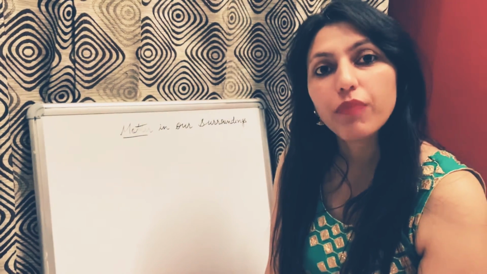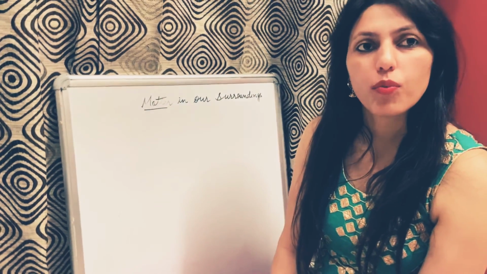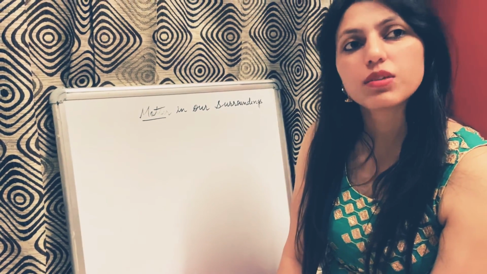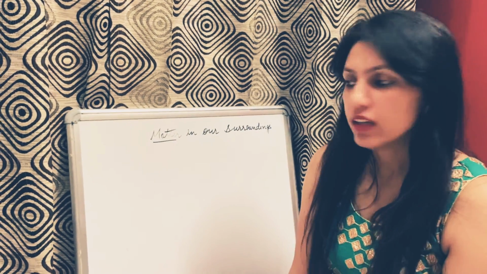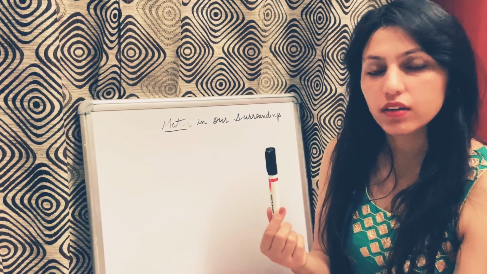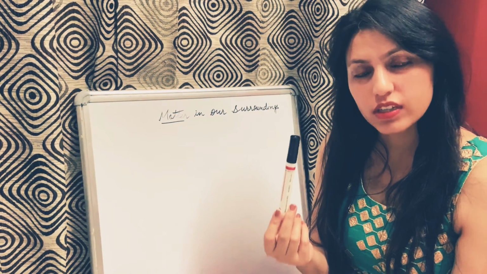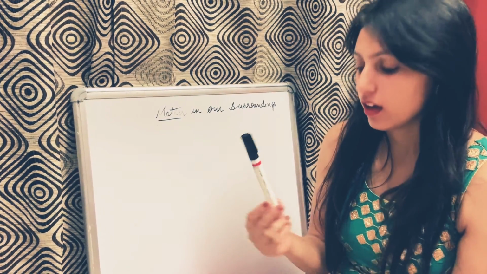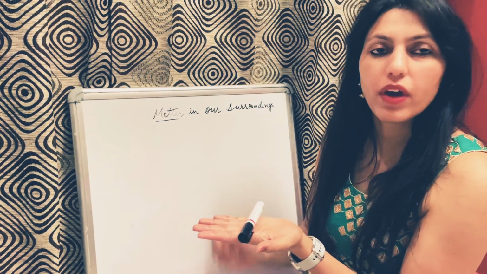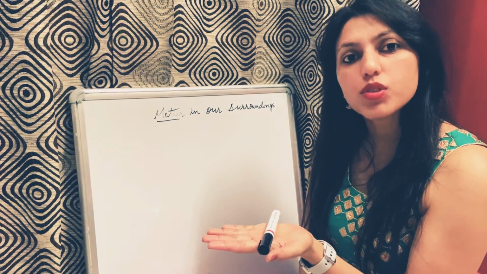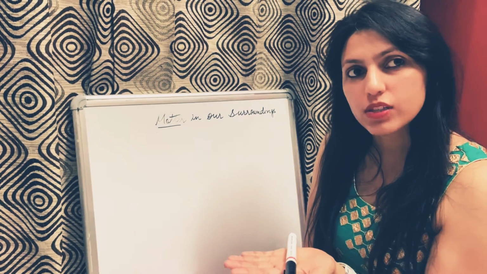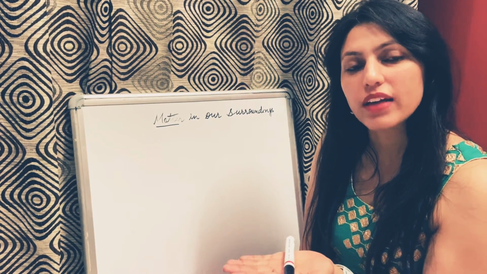Now, what is matter? Anything that occupies space and has some mass is termed as matter. Suppose we take the example of this marker. It has some weight, or you can say it has some mass, and if I keep it somewhere, suppose on my hand, it is occupying some space. So anything that occupies space and has mass is termed as matter.